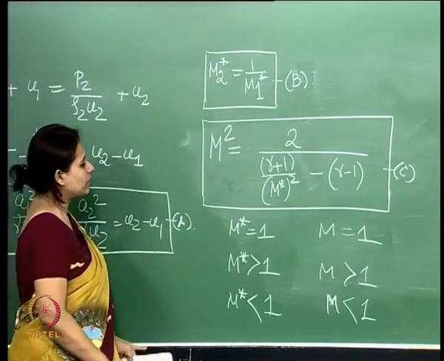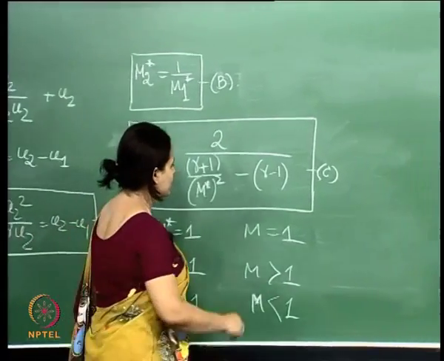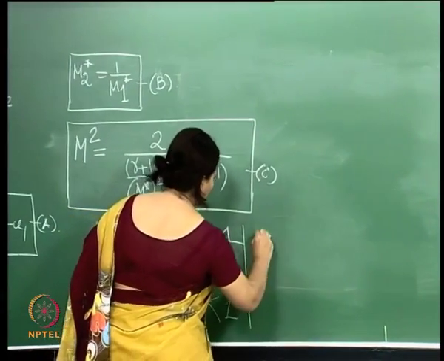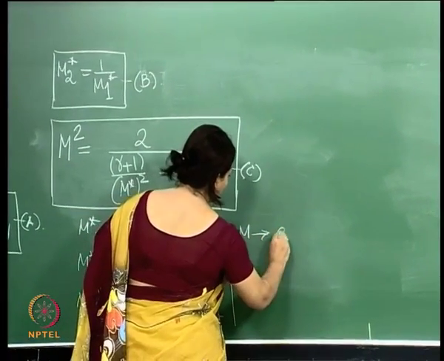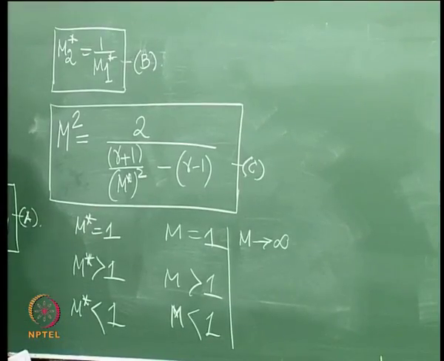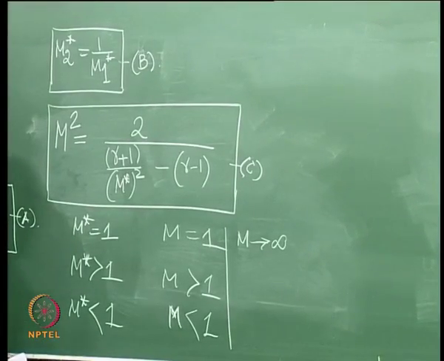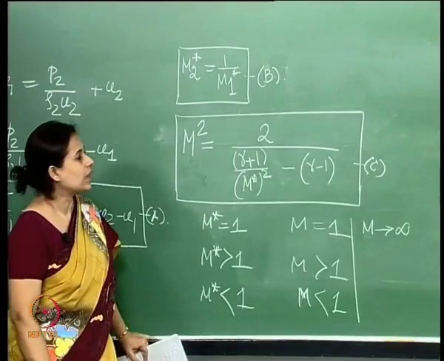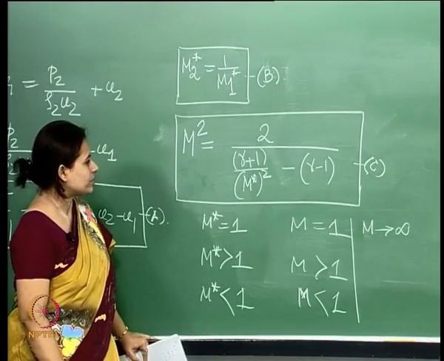Now, there is furthermore. Another case is that M tends to infinity. If M tends to infinity, then what do we get for M star? What do we get for M star?